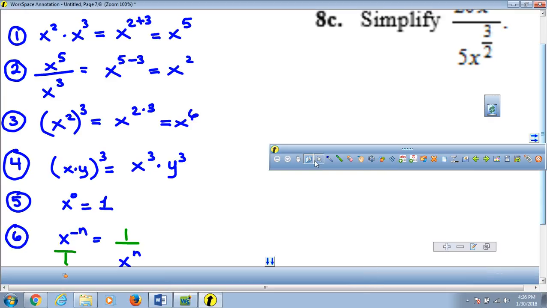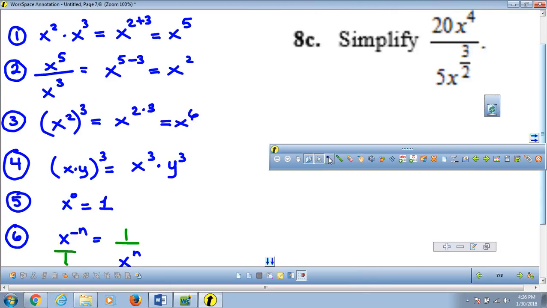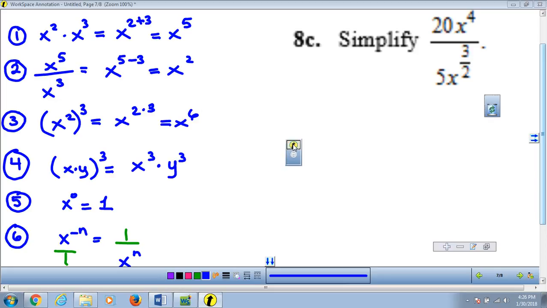These rules, I want to clarify, are not for dealing with coefficients, with the numbers in front of the variables. Okay? If you're dividing, you divide the big numbers, the 20 and the 5 here in this case on this problem. If you're multiplying, you multiply. This is just for the little numbers on the variables.